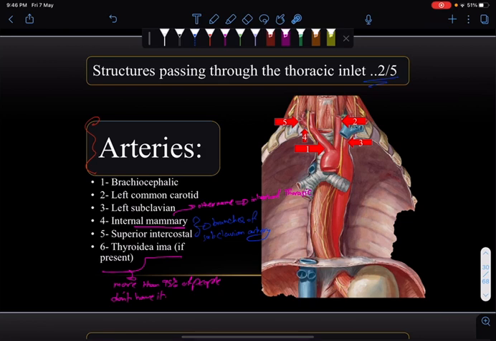Part 2, arteries that pass in here. عندنا البراكيوسيفاليك artery. هذا ماخذ نمبر نحطه بالأزرق، ماخذ نمبر 1 here, brachiocephalic artery. عندك left common carotid، هذا ماخذ نمبر 2, and the left subclavian ماخذ نمبر 3.